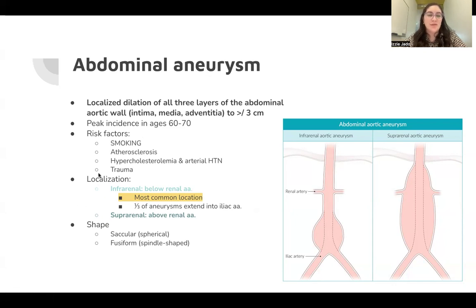You can localize abdominal aneurysms in 2 regions, and you use the renal arteries as your baseline. Below the renal arteries would be an infrarenal abdominal aneurysm, and that's the most common location. About a third of those extend into your iliac arteries, but I wanted to highlight that infrarenal is a bit more common. And then suprarenal would include the area above the renal arteries, which are right here. They can take a saccular or fusiform shape, and we talked about those earlier in the presentation.